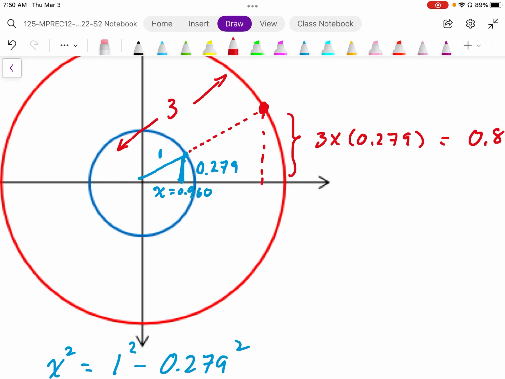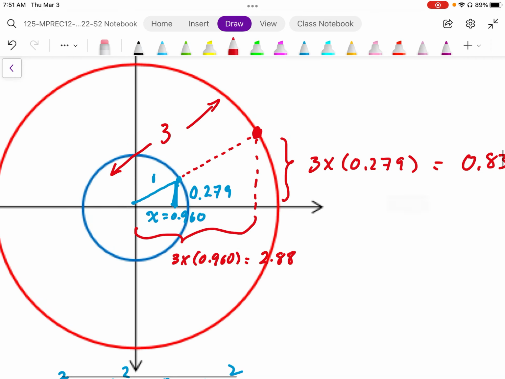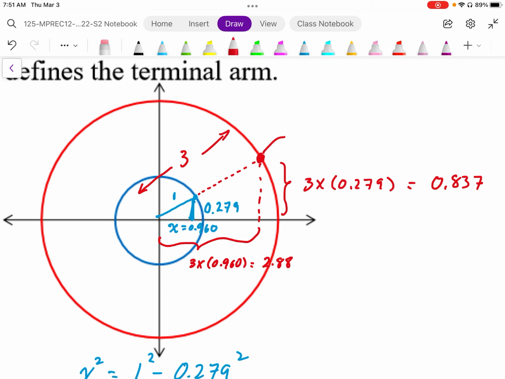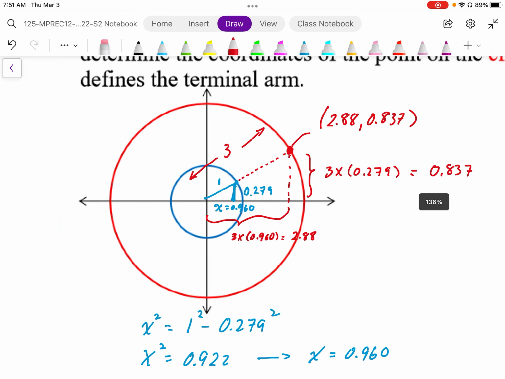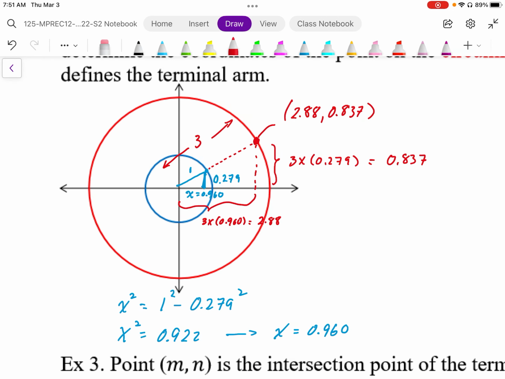So what that means is in this little circle, that length is 0.960, which means that in the bigger circle, this length is 3 times 0.960, and that gives us a value of 2.88. So that's approximately 2.88 along the horizontal. Then the position of this point is going to be 2.88 and 0.837. All I've done is scale the smaller triangle 3 times to get the positions on the larger triangle. So this is using the unit circle as a base, a unit rate that we can scale.